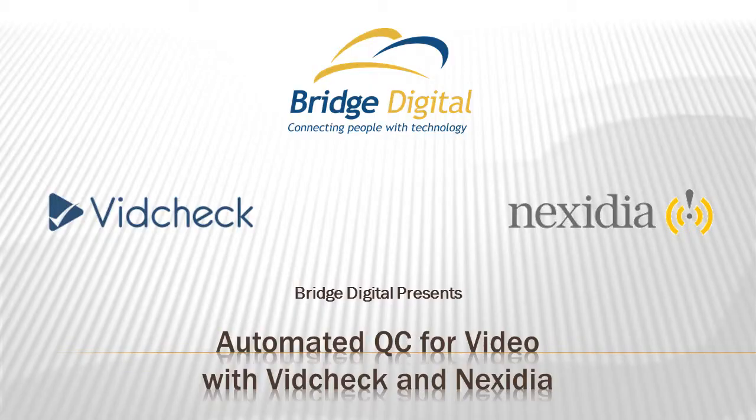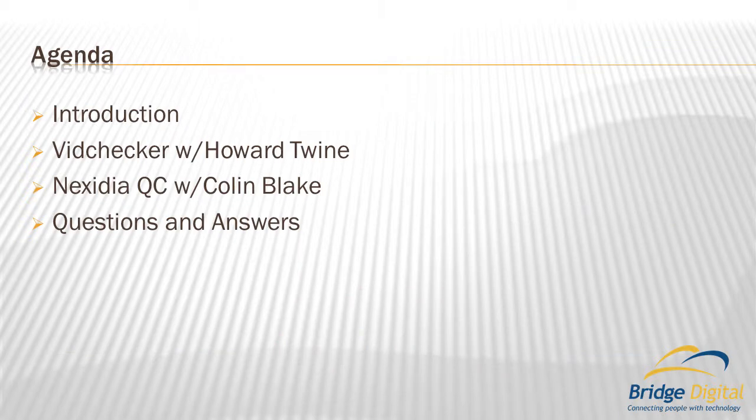Today, we have two of the leading automated QC software providers here to show us their solutions. So let's go over our agenda. First, Howard Twine, the Senior Sales Manager at VidCheck, will show us VidChecker, a second-generation automated QC product that provides thorough checks of the audio and video parameters of file-based media, and is even capable of intelligently correcting things like video luma, chroma, RGB component, and audio peak and loudness levels.